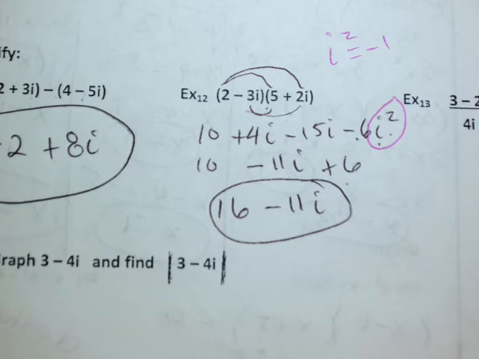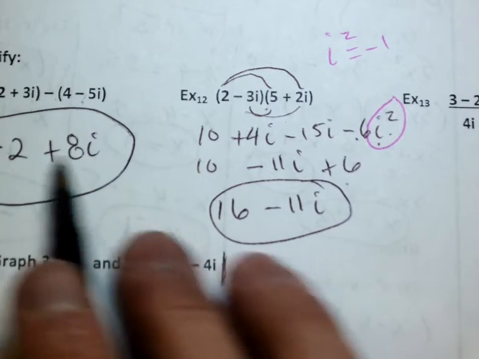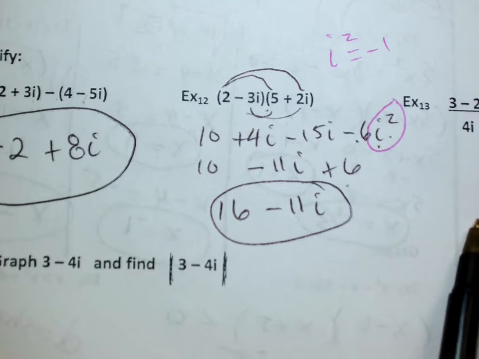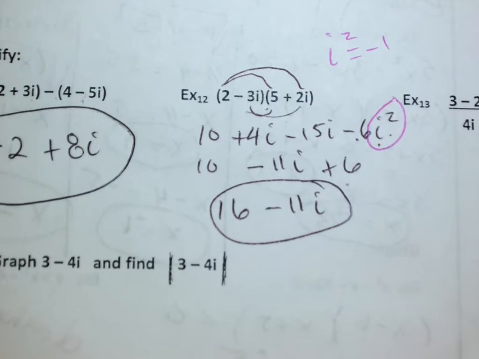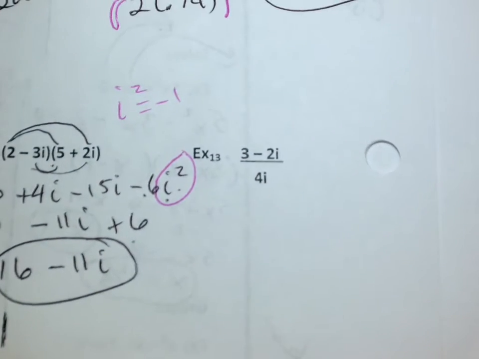Are we good? Thumbs up. You can do this, right? This is definitely on the test. We haven't seen any i's, but on the Common Core, i is on there. Okay, example 13.